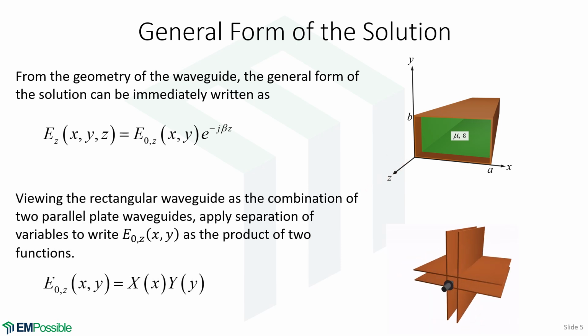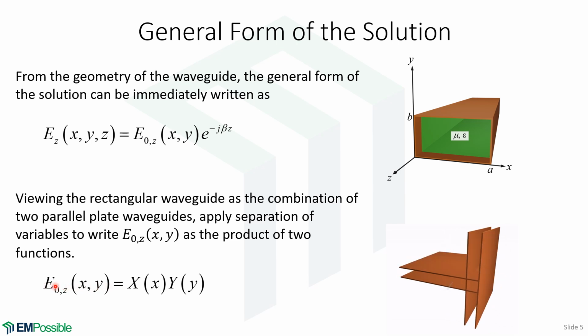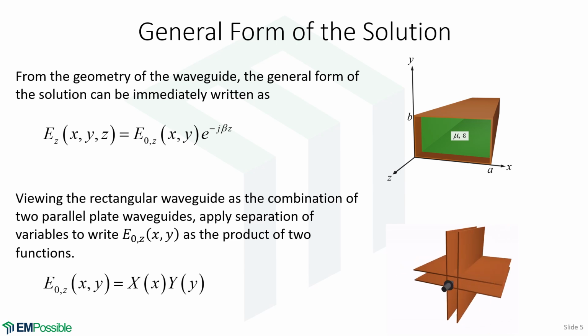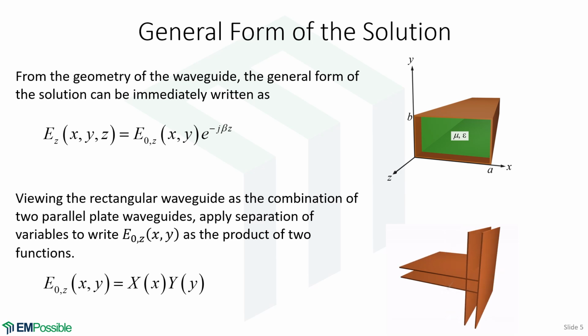To solve this, we will again look at our rectangular waveguide as a superposition of two parallel plate waveguides. So we'll write our solution as the product of two functions. One is only a function of x, so we'll just call that capital X. The other is only a function of y, and we will call that capital Y. We can think of each of those, x and y, as a separate parallel plate waveguide. We'll analyze them as such, and once we get solutions, we will tie them together to get our overall solution for the rectangular waveguide. This is called the separation of variables.